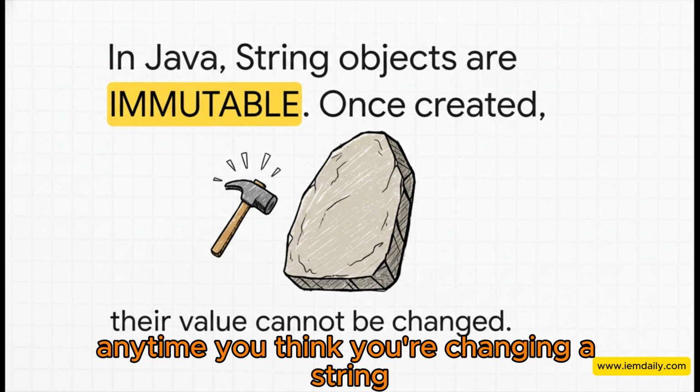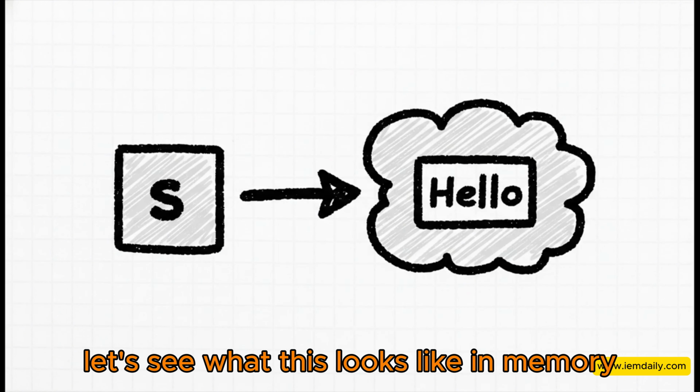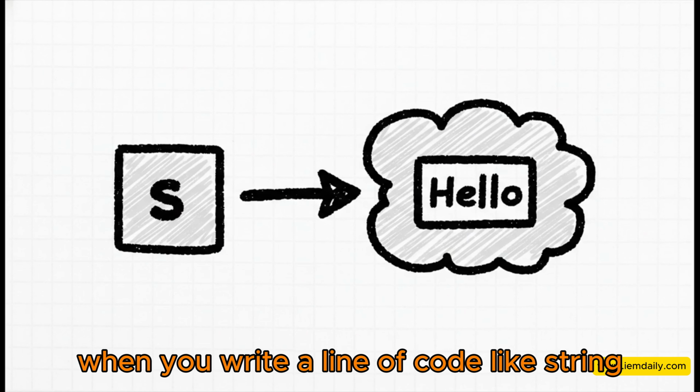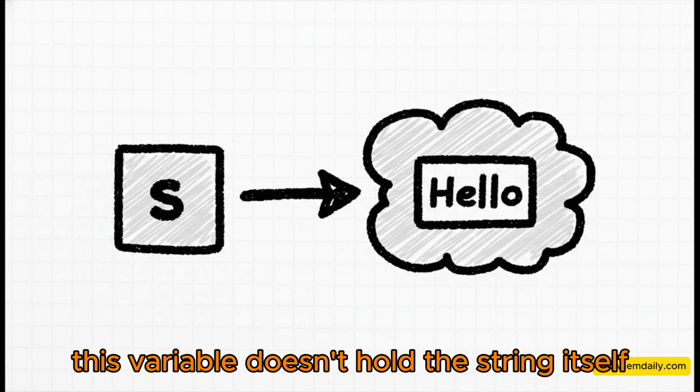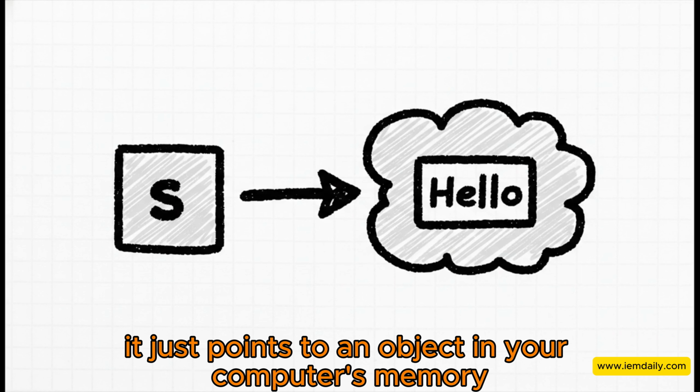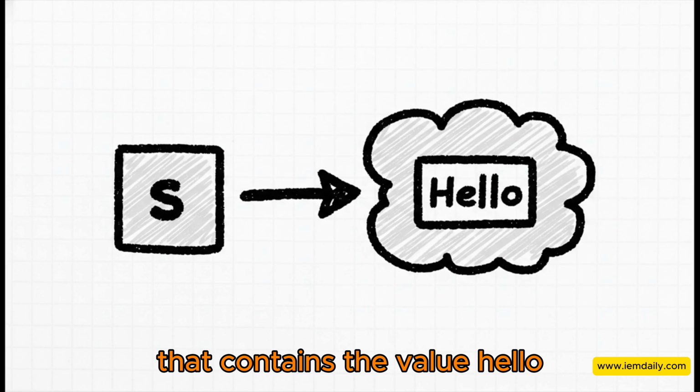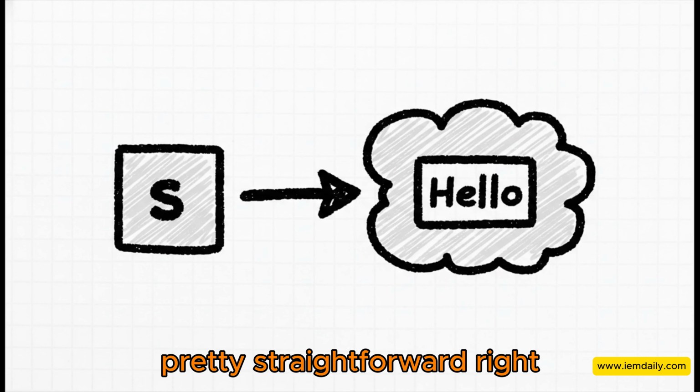Anytime you think you're changing a string, you're actually being tricked. Let's see what this looks like in memory. When you write a line of code, like String s = "Hello", you create a variable called s. This variable doesn't hold the string itself, it just points to an object in your computer's memory that contains the value Hello. Pretty straightforward, right?